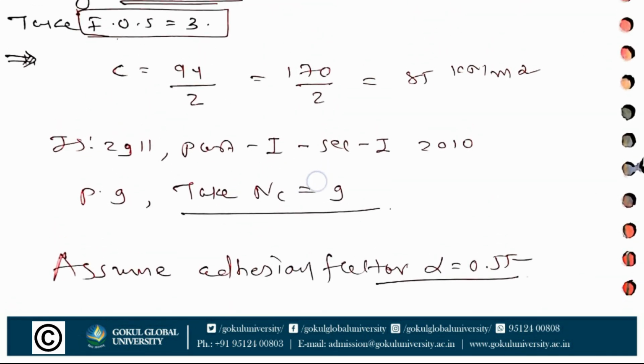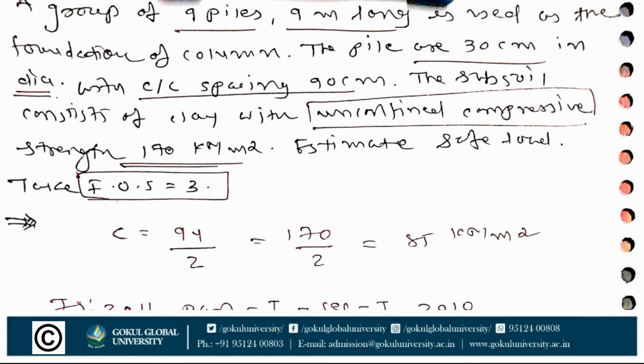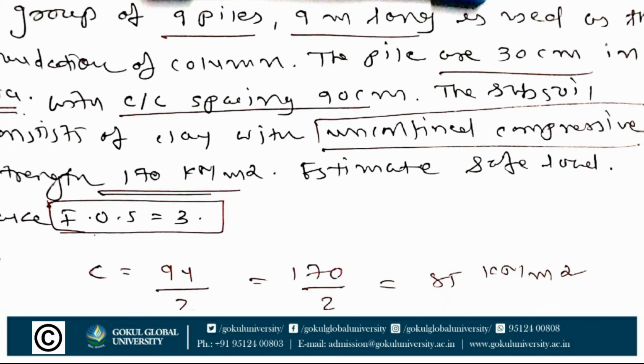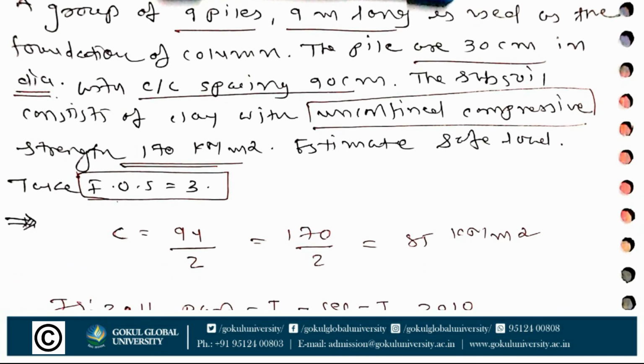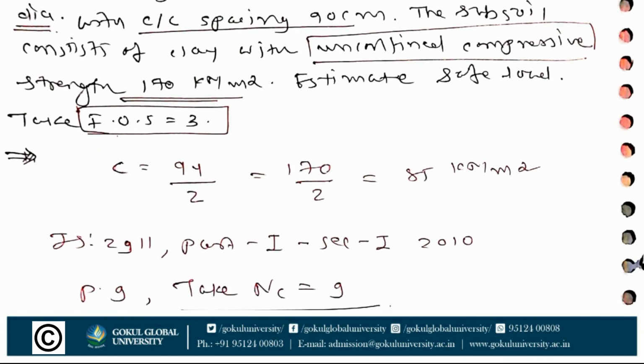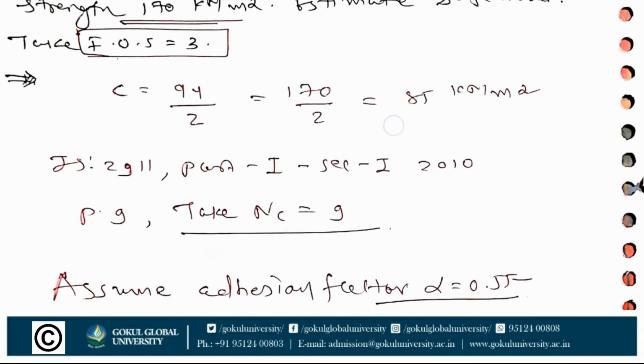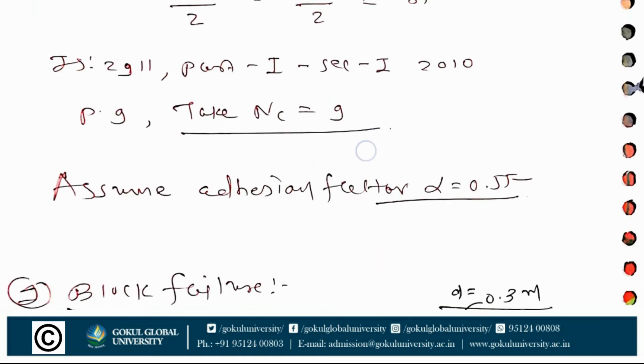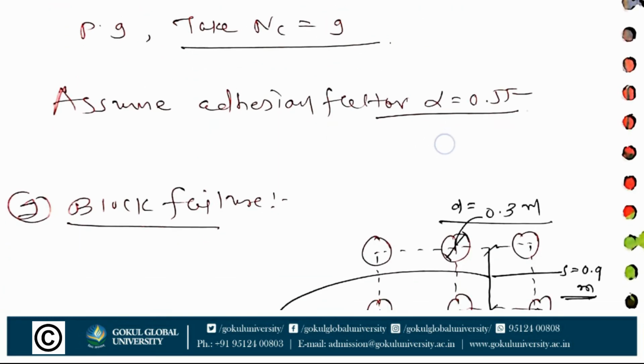So let me repeat. We have 9 piles, 9 meter long, 30 centimeter diameter, and center to center spacing is 90 centimeter. The subsoil consists of clay and UCS is given. So first of all, C is equal to QU by 2, 170 divided by 2 is equal to 85 kilonewton per meter square. As per IS 2911, take NC value 9 and assume adhesion factor alpha is equal to 0.55.